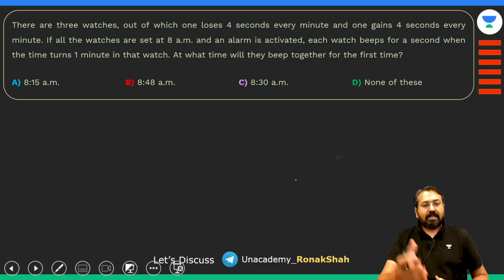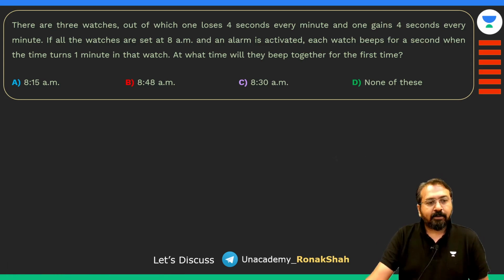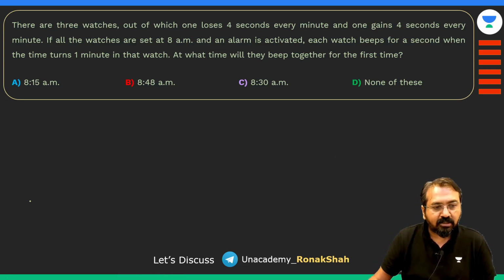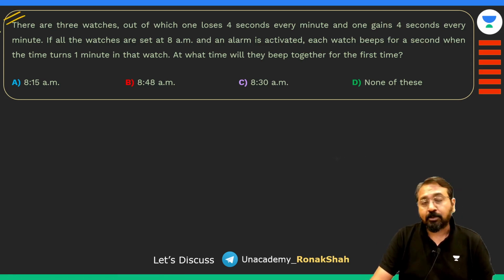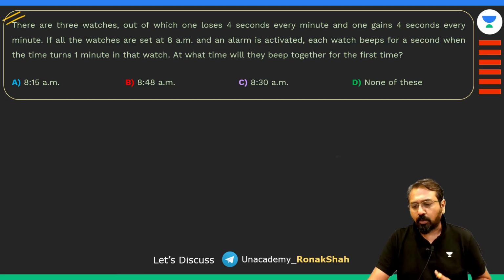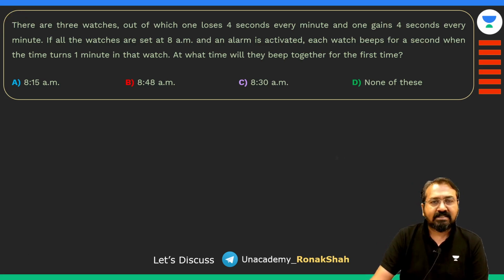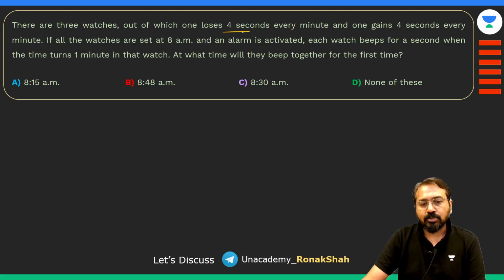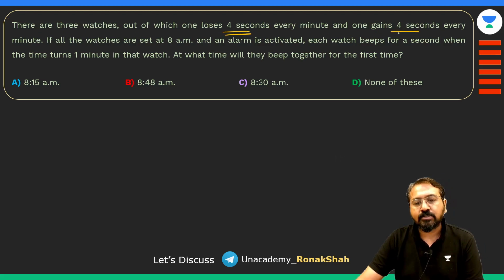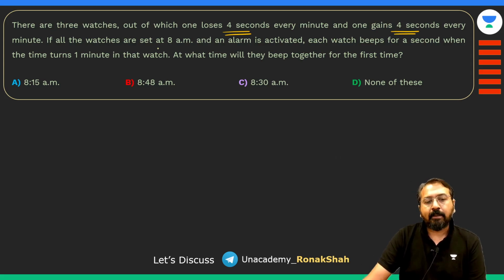Right, so let's continue from the question where we stopped, and this was a tricky question based on the concept of HCF LCM. It looks like a clock question, but yes, it's more of an LCM based question. It says that there are 3 watches, out of which one loses 4 seconds every minute and one gains 4 seconds every minute. If all of them were set at 8 a.m. and an alarm is activated, each watch beeps for a second when the time turns 1 minute in that watch. Now this is the crucial part.